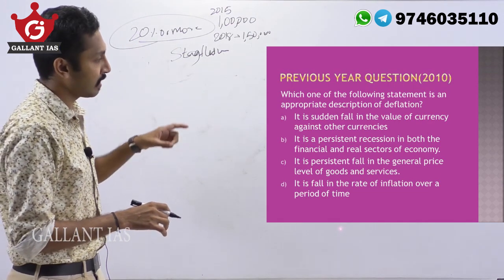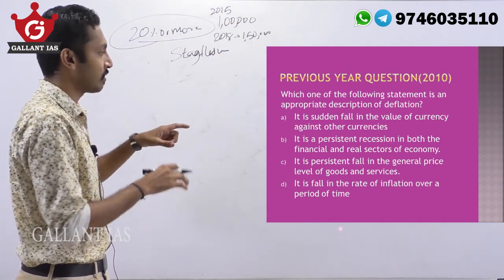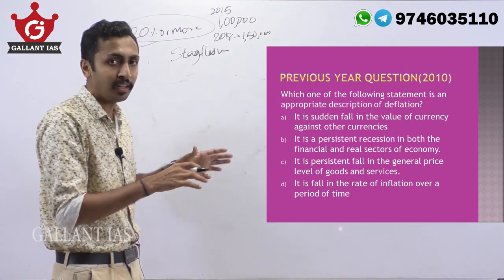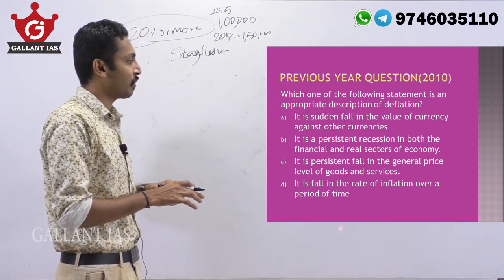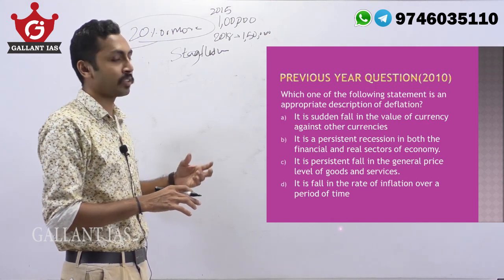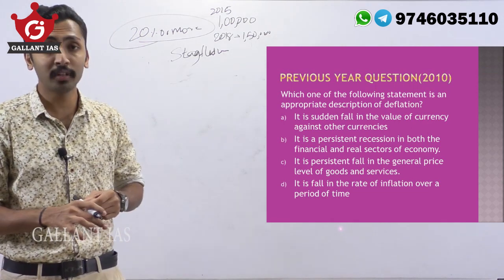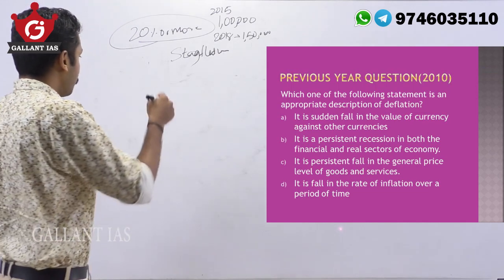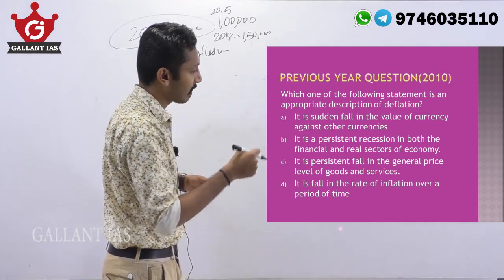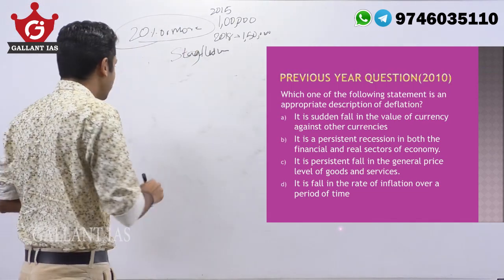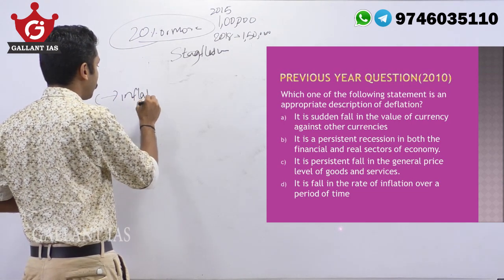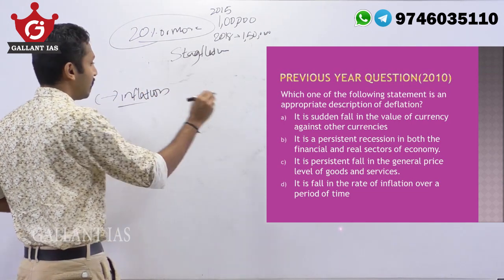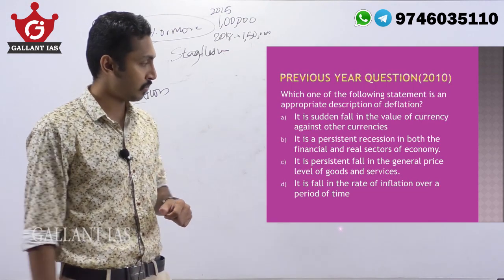It is persistent recession in both financial and real sectors of the economy. That is not deflation. C. Persistent fall in the general price level of goods and services. That is the definition of deflation. Like we said, persistent fall in the general price level of goods and services, that is, negative inflation, is known as deflation.